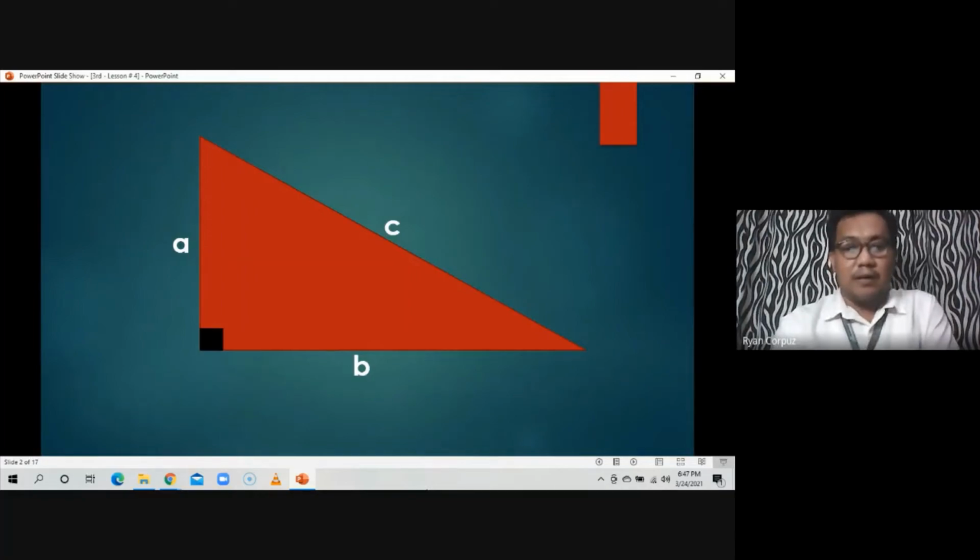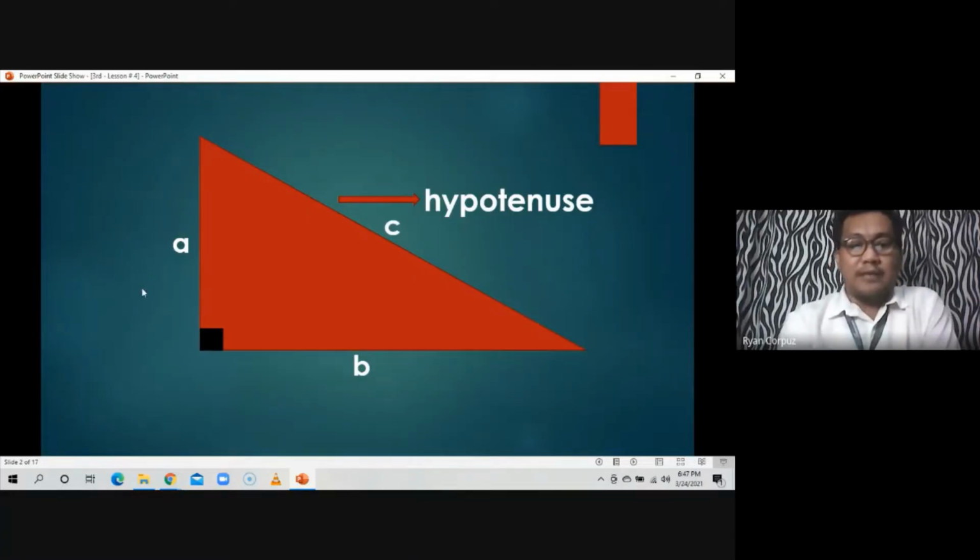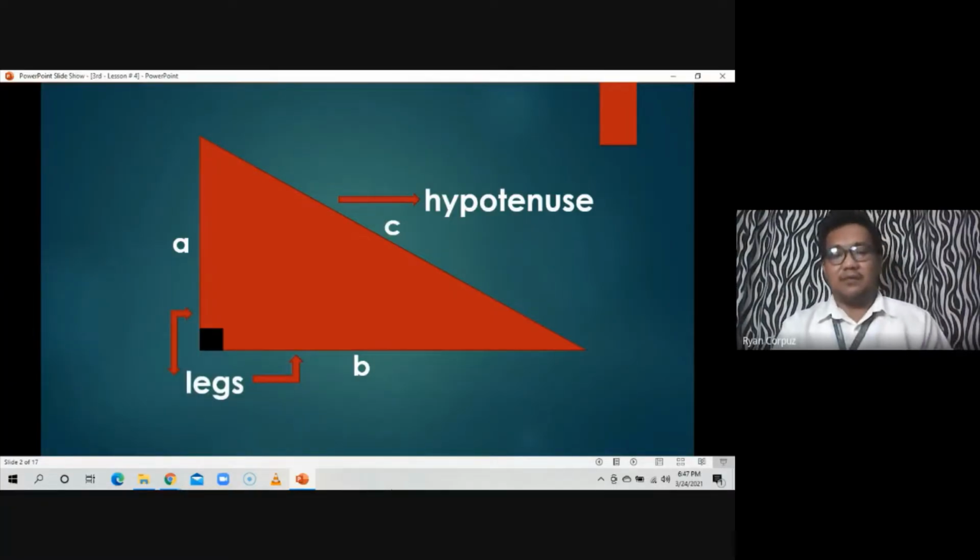We know that the longest side in a right triangle, which is the C, is what we call as the hypotenuse. So, right triangle lang yung tinatawag nating hypotenuse. So, the longest side in a right triangle is what we call as the hypotenuse. While the other two sides there in a right triangle, we call that as the legs of a triangle.